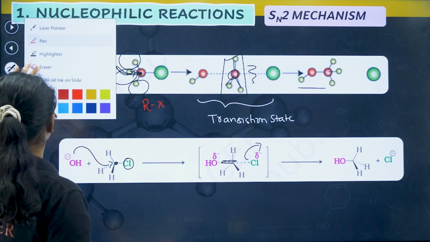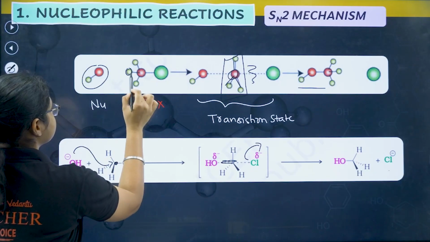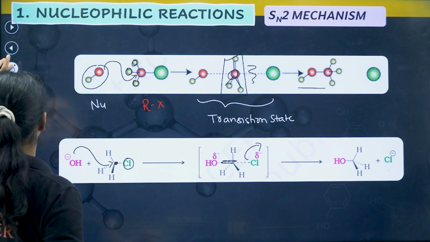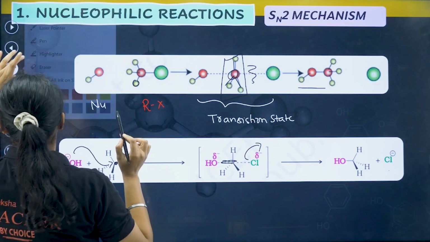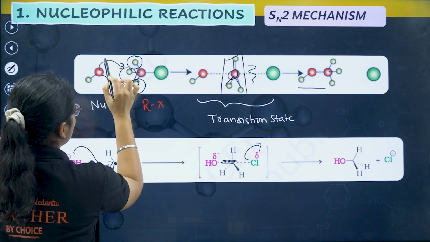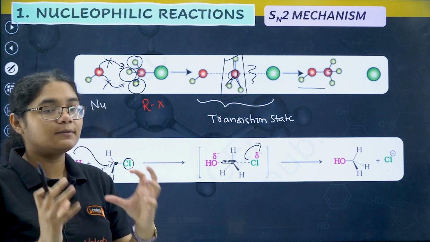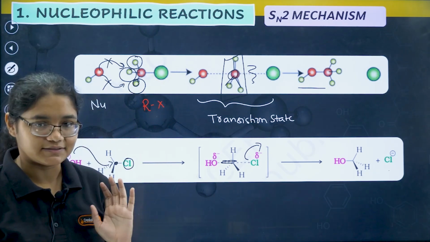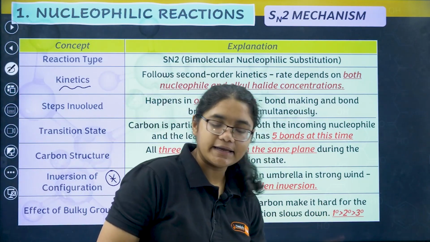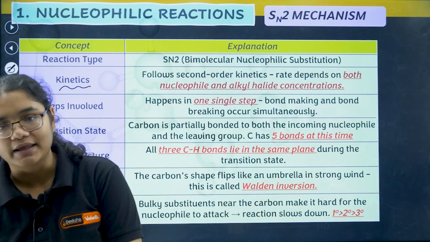So what is the condition we require? The other 3 groups present on the carbon should be smaller in size. Then this nucleophile has some space to attack here. If these groups are very big, then this nucleophile cannot enter from anywhere. So the smaller the molecule, the better the SN2 mechanism. The order is 1 degree, then 2 degree and then 3 degree. 1 degree will react faster, then 2 degree and then 3 degree.